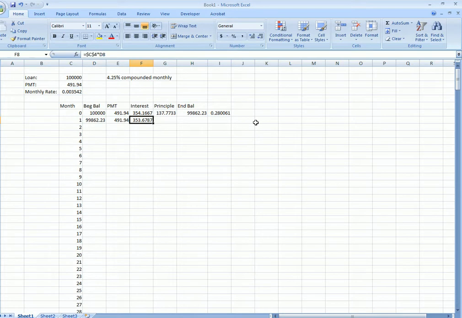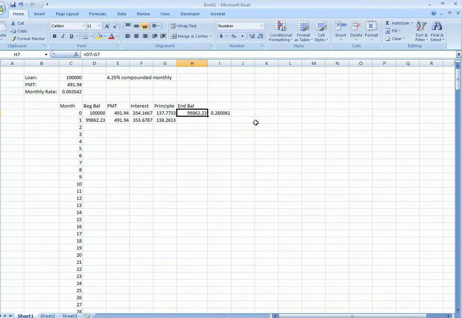And now you can see that the interest is just slightly less than the previous month. So I'm going to copy down this formula. Notice that that's going to take the difference between my current payment, which is the same, minus my interest. So that means since less goes towards interest, more goes towards principal.